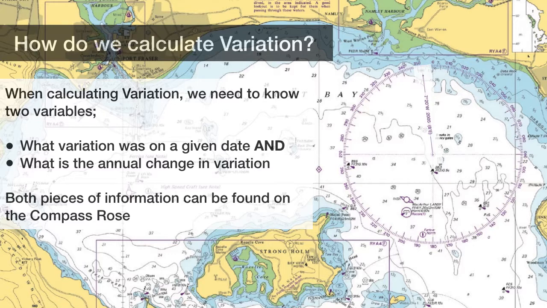Essentially, we need to know two things. Firstly, what was the variation in a given year? And second, what was the annual change? Both these pieces of information can be found on the compass rose.